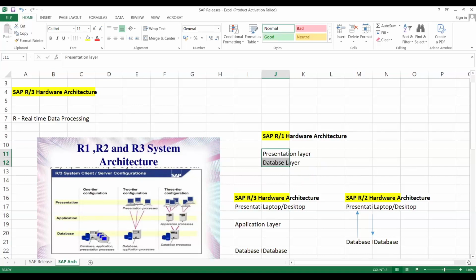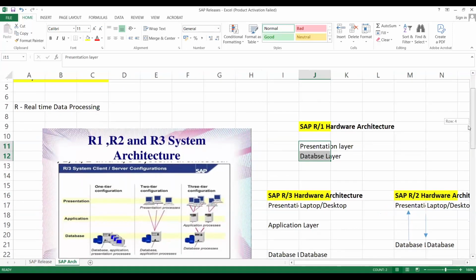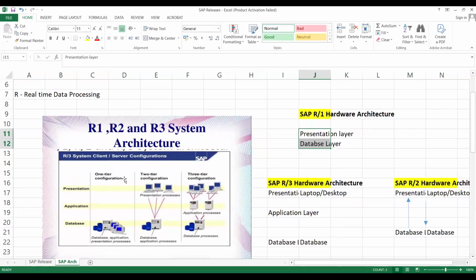So what happened when it was launched? You can see here, this is R1, the one tier, as you call it. This one was called R1 or one tier configuration, which means what? At that time, as I mentioned, you can imagine the period around 1970-72, systems as computers and system software were totally new terminologies, and they were not very friendly with people and users. So what used to happen? SAP had its own computer. We can say the computer is nothing but the presentation layer.